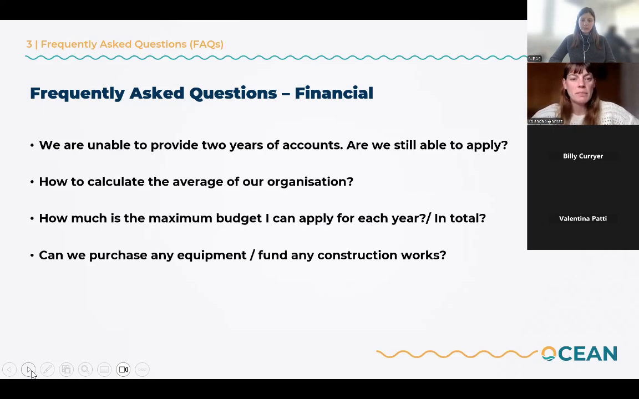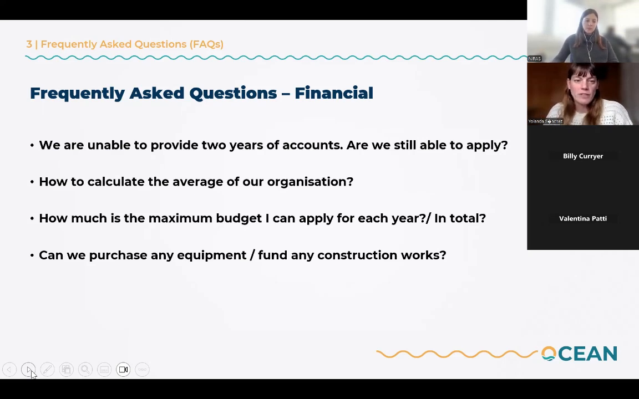So how much is the maximum budget I can apply for each year? For each year, this maximum will be 50% of your 2 years' annual income. In total, what you can apply for is going to be the number of years that your project will be running, but without exceeding the 250,000 pounds that are available for this community grant.